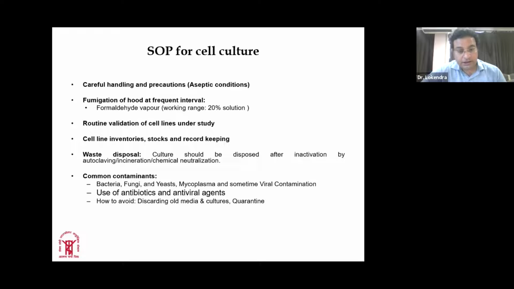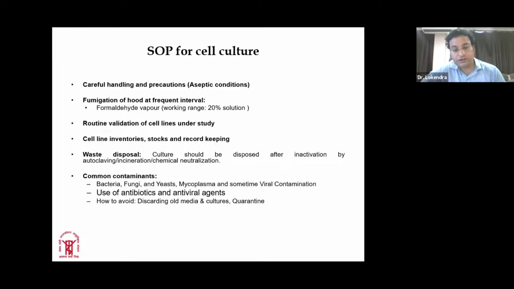Again, a technician can help in maintaining cell line inventories, because sometimes some labs deal with maybe 50 or hundreds of cell lines. So you have to be very cautious and careful in maintaining those stocks and records. Waste disposal is again a very important aspect.